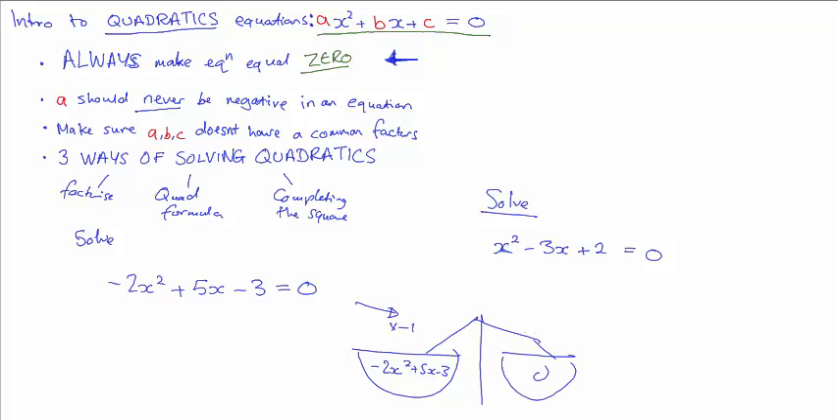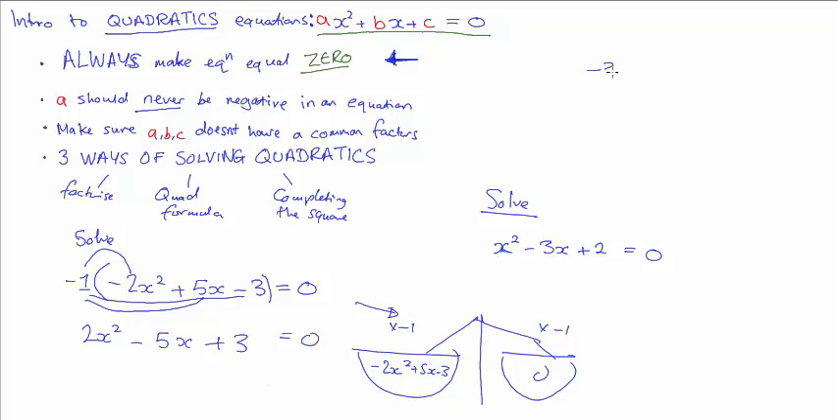Times each side by minus 1. Now by timesing by minus 1, you're going to take this whole side and times it by minus 1. And obviously you times 0 by minus 1 as well, but that's going to equal 0. So look, minus 1 times minus 2x squared gives you plus 2x squared. Minus 1 times plus 5x gives you minus 5x. And minus 1 times minus 3 gives you plus 3. So really, just switch the signs of everything.